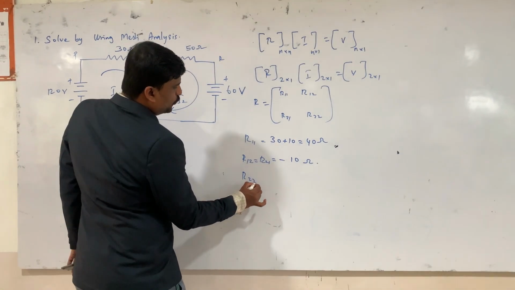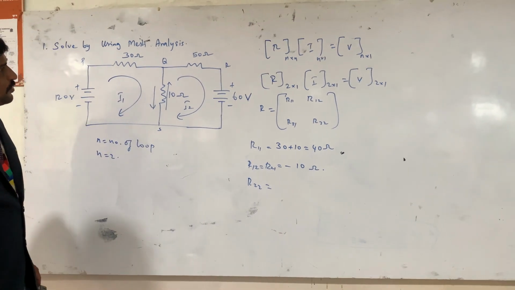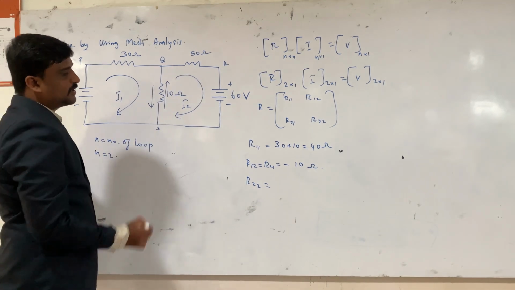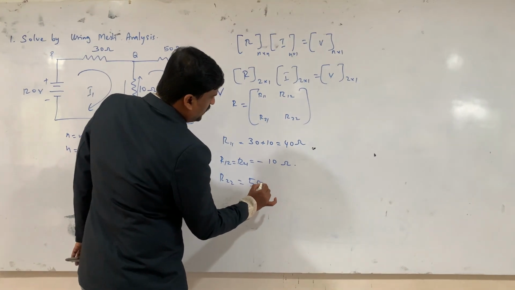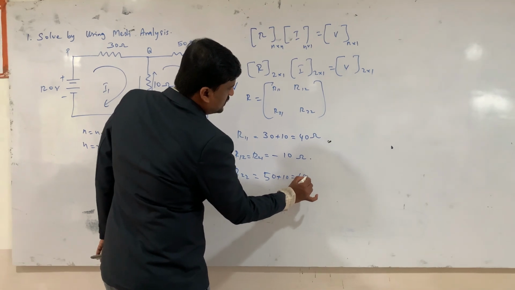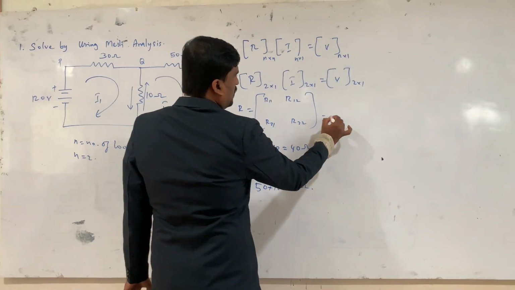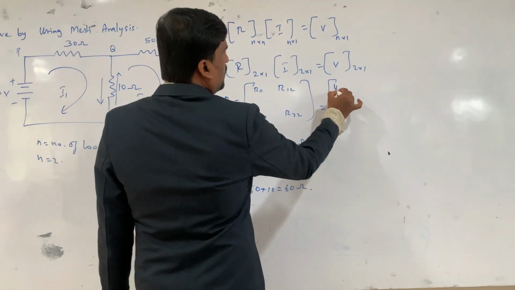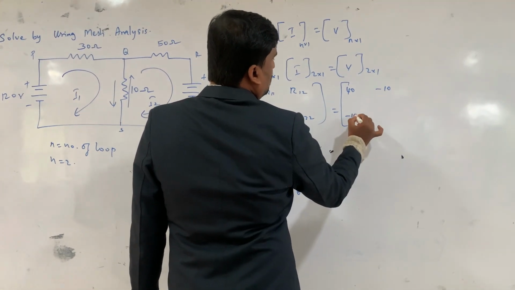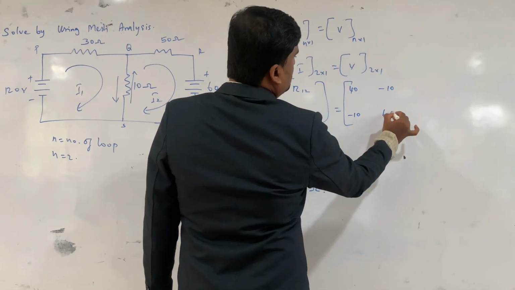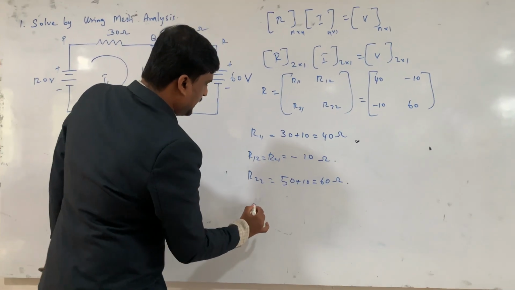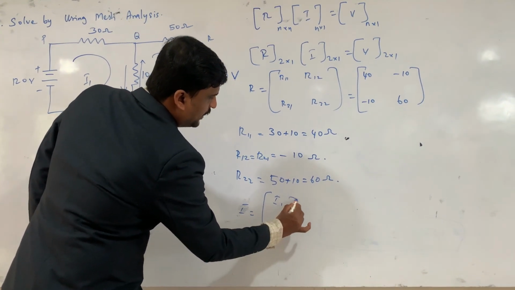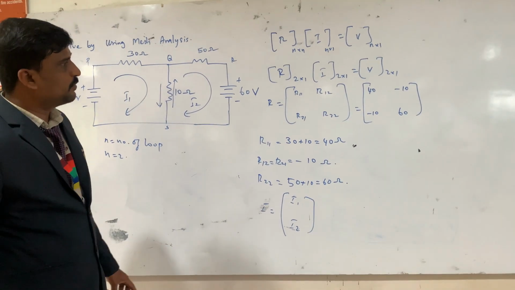Next R22. Here R22 is the sum of the resistors available in loop 2. So 50 plus 10, therefore 60 ohm. So the value for the R matrix is 40, minus 10, and 60. Next, the I matrix. The value is I1 and I2. So this is for the I matrix.